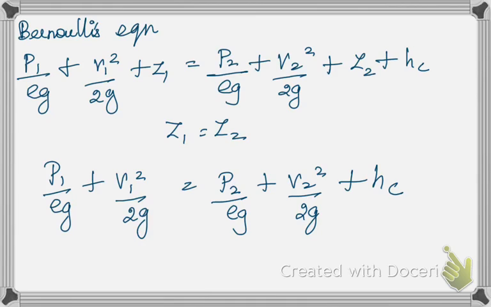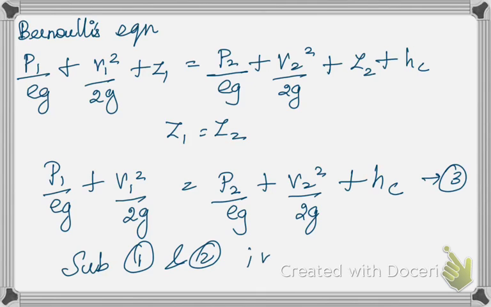Now I can substitute the values. I can keep this as equation number 3 and substitute 1 and 2 in 3, which means equation number 1 gives the Hc value, and from equation number 2, instead of V1 I can substitute the V2 value.